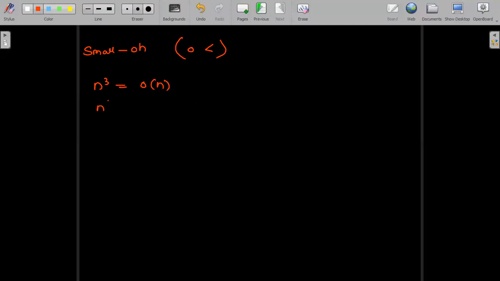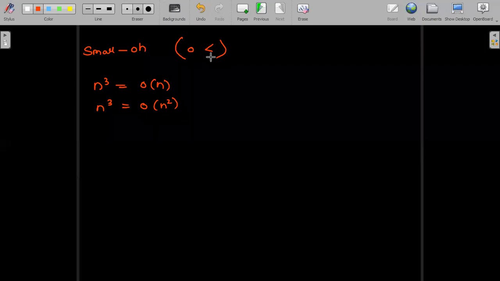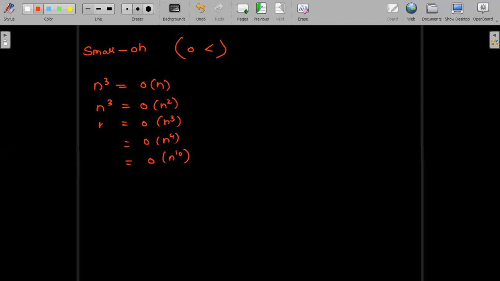Again, n cube is equal to small o of n square. Please see this notation, everybody. What it says is not equal to, but it should always be greater than. That is the reason why. Please observe this one, it is very important. Again, n cube is equal to small o of n cube. Again, n cube is equal to small o of n power 4. Again, n cube is equal to small o of n power 10.